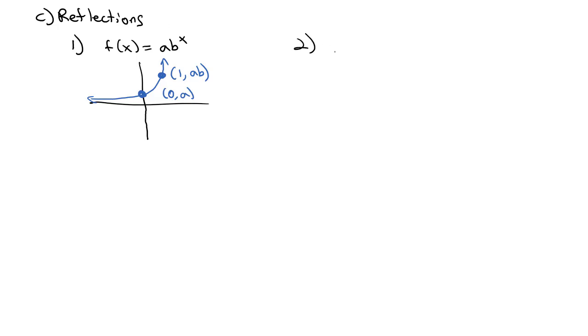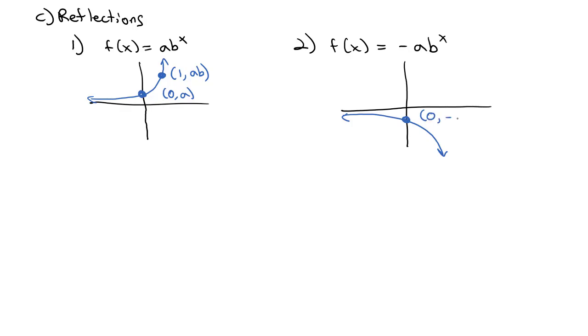But if I went in and made the whole thing negative, in this case, we're going to have a reflection over the x-axis, which means the graph is going to start off on the bottom flat and then go down. It's still going to have a point at 0, but now it's -a, and the next point is at 1, -ab.